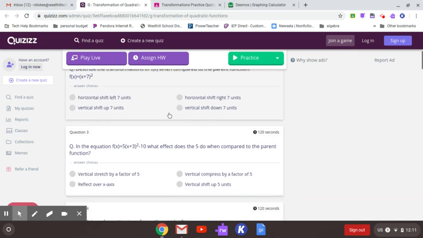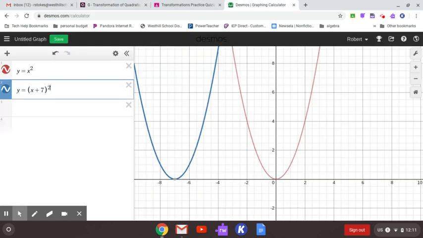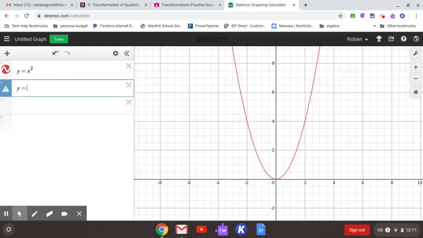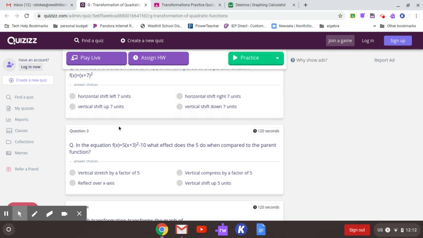Now the next one has a long equation, but it's just asking what happens when you put a 5 out in front. So we're just going to show you without typing everything in. If we pick a number bigger than 1 and we put it in front of the x squared, it makes it skinnier. It's inside of our original. The blue here is inside. And that's called a vertical stretch by a factor of 5.